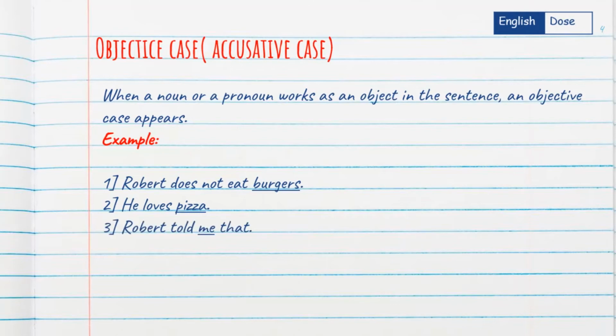Robert told me that. So here what is the object? Me. Indirect object, that is me, and it has come at the place of the object. So it is objective case. Alex follows Robert. So here Robert is what? A proper noun, but functions here as what? As the object. So it is the objective case.